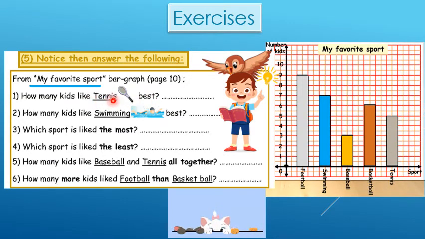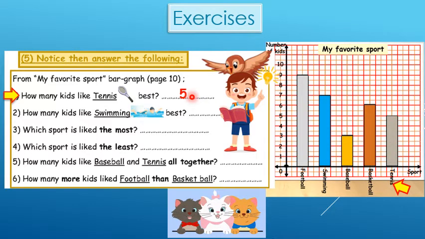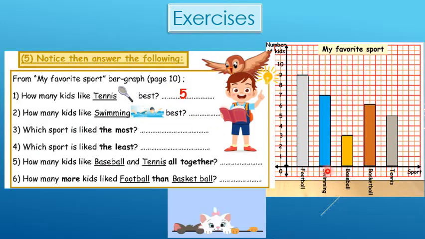Okay, tennis. We have tennis here. Point at tennis here, which is how many people? Yes, which is 5. Then we have 5 kids who like tennis. Then we will write down here 5. Number 2, how many kids like swimming best? Go to our graph and point to swimming, which is how many kids? Yes, it will be 7 kids. Then we'll write down here 7.